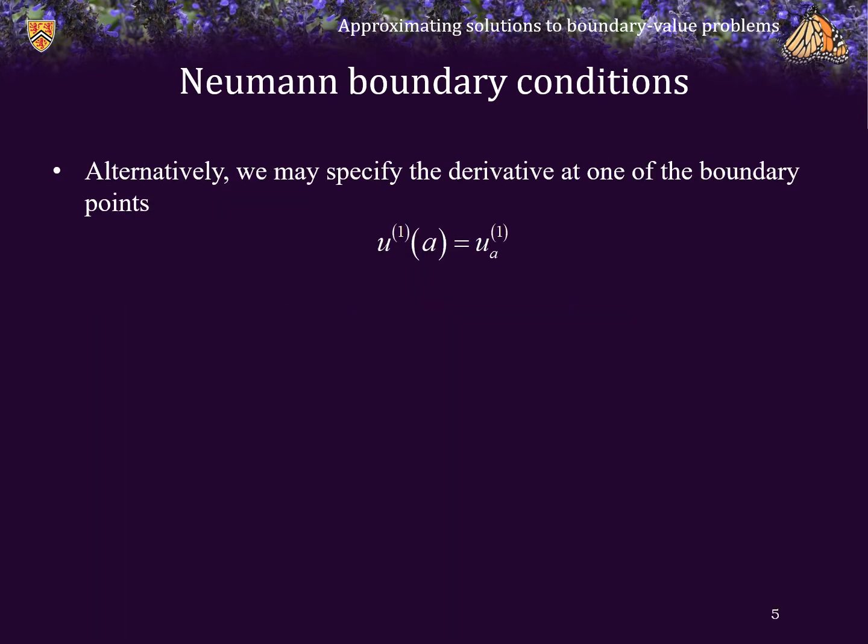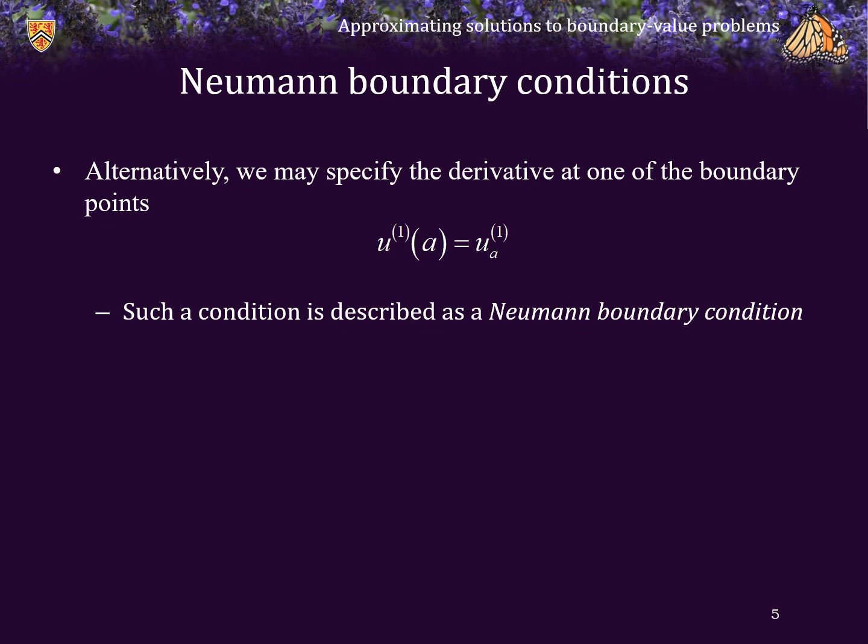Alternatively, we may specify the derivative at one of the two boundary points. We're going to choose a in this example. So instead of specifying the value of the function or the solution at a, instead we will specify the derivative at a. Of course, we can also do this at the point x equals b. Such a condition is described as being a Neumann boundary condition.